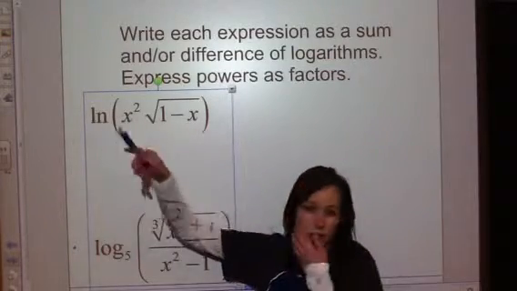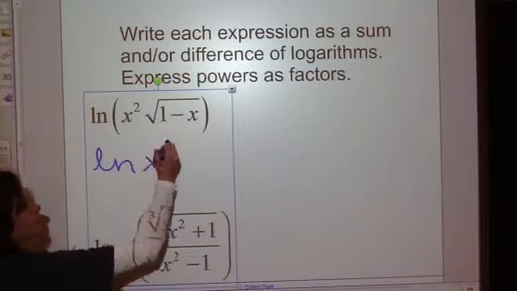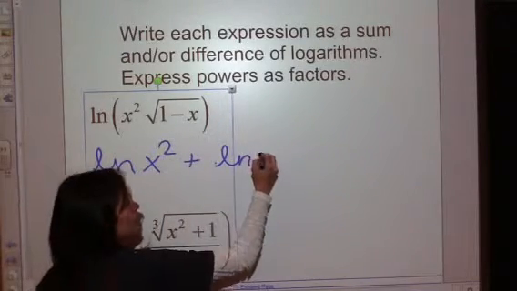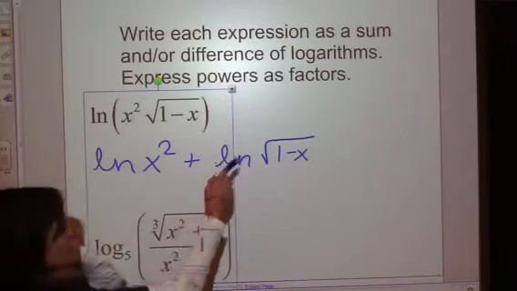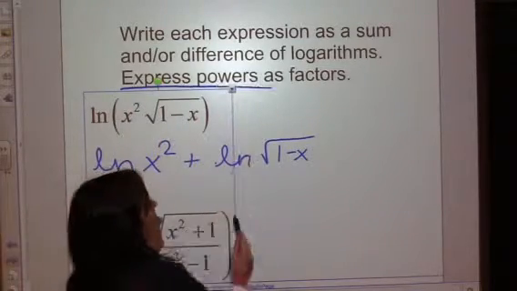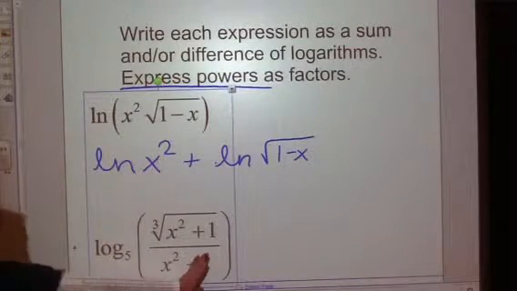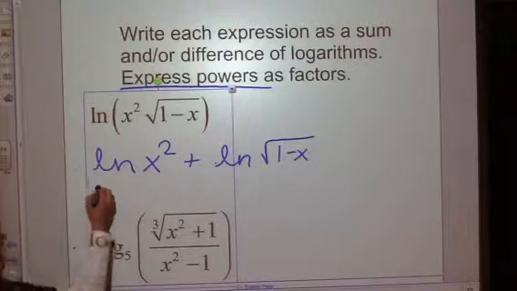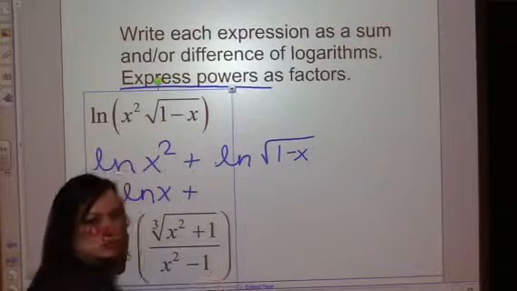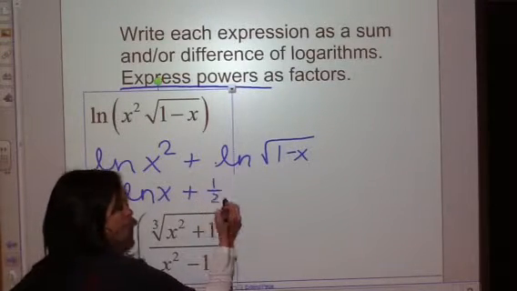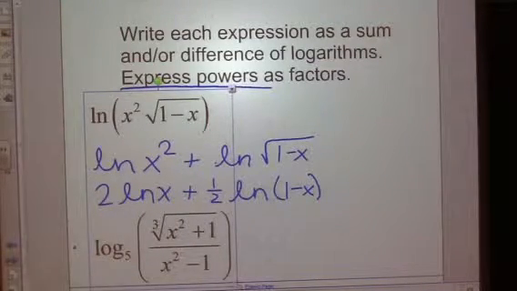ln is natural log. It works the same way as log. So we're going to write it as ln of x squared plus ln of the square root of 1 minus x. So that is splitting it apart as a sum or a difference. However, it says express powers as factors. So here's the power. The very bottom property in that column says you can move the power out in front. So we're going to have 2 ln of x plus, what's our power when we're taking the square root of something? You should say a half, so you get 1/2 ln of 1 minus x. So see if you can do this one on your own.